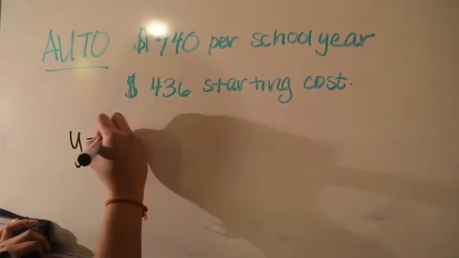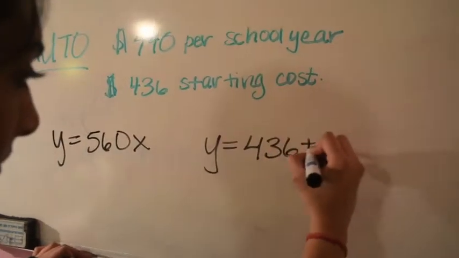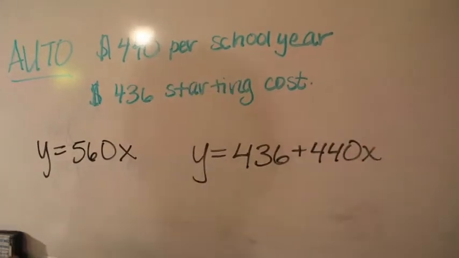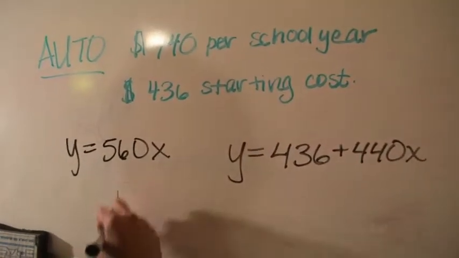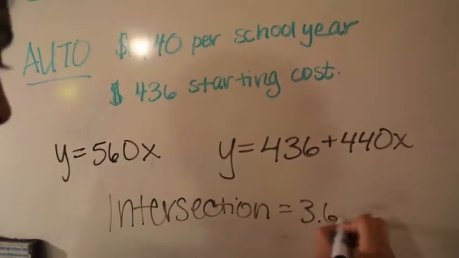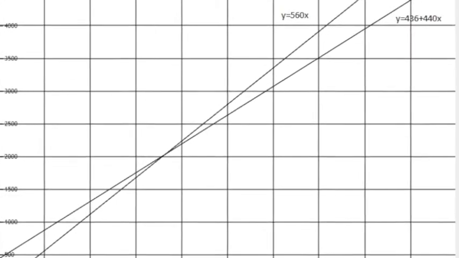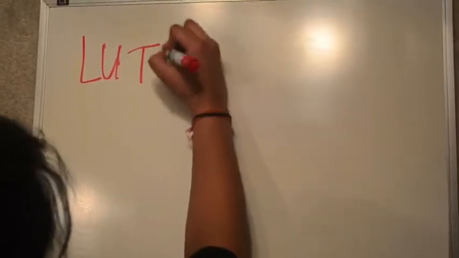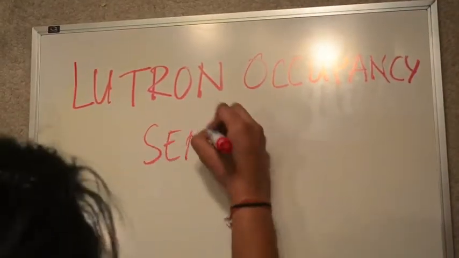The regular light equation would be y equals 560x. And the automatic light equation would be y equals 436 plus 440x. We see on this graph that we'll be showing that they intersect at 3.633 years. In our model, we see that the Lutron lights pay off very quickly and are a worthy investment for the school.